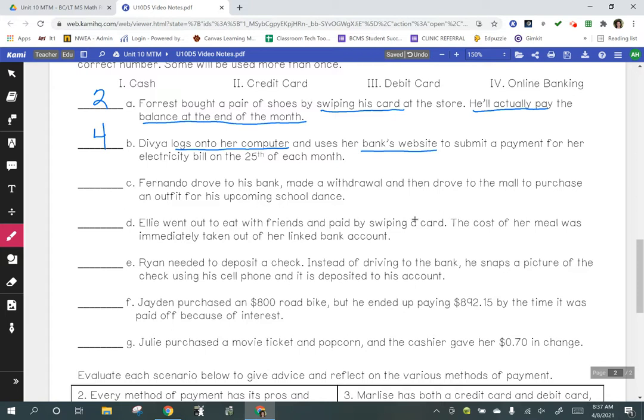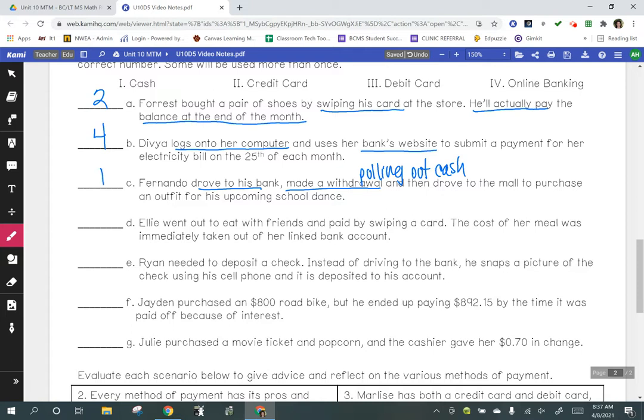Fernando drove to his bank. So he drove to his bank, made a withdrawal, and then drove to the mall to purchase an outfit for his upcoming school dance. So when he made a withdrawal, what does that mean he's doing? Yes, he's pulling out cash from the ATM that's there, or he's going in and withdrawing cash, okay? So then that means he's paying with cash.